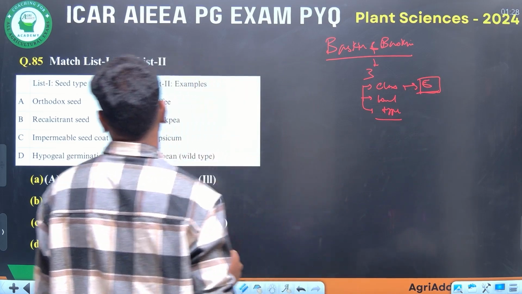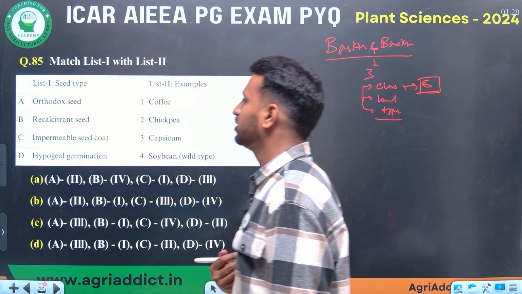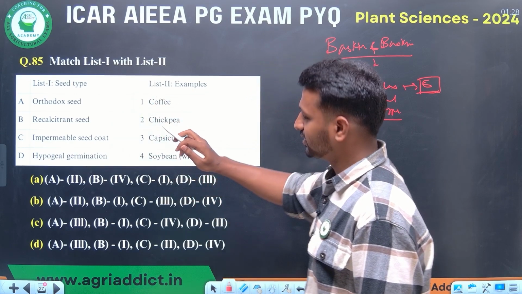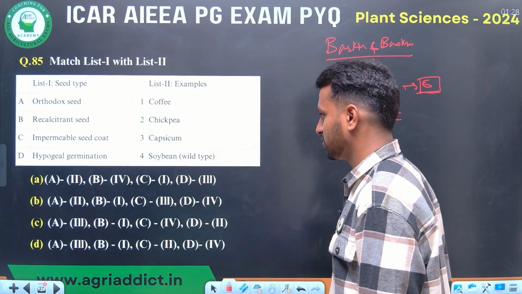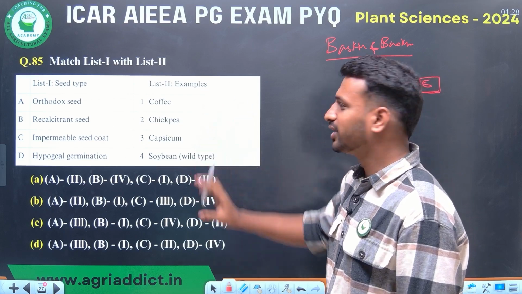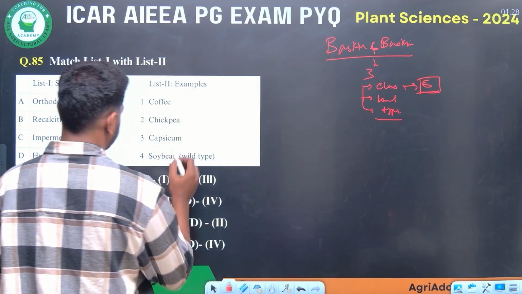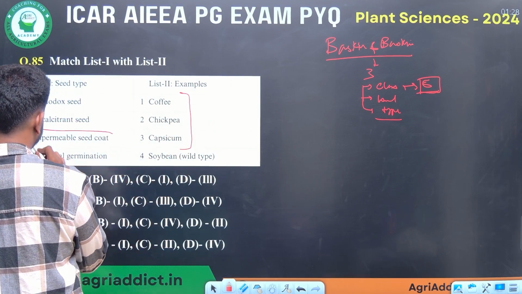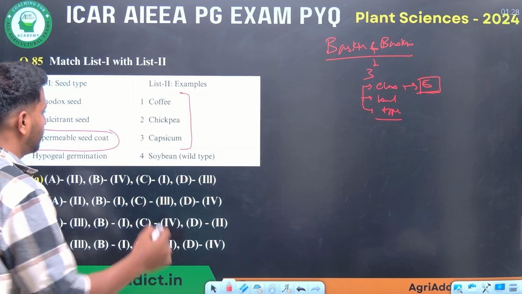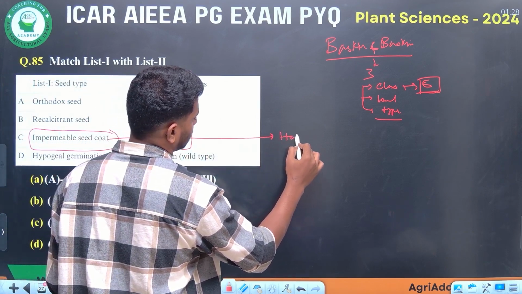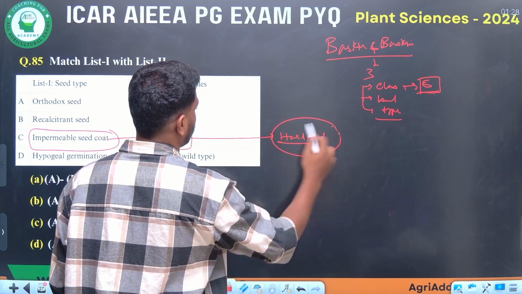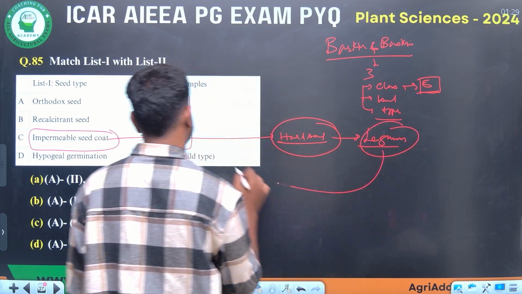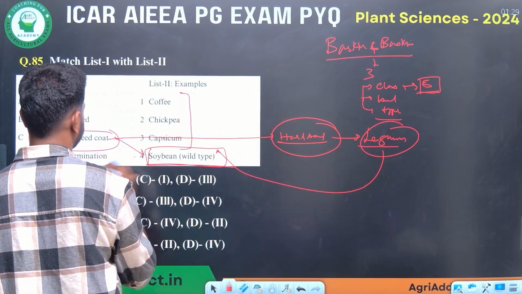That's what you have to remember. That's it. Okay. Next, let's come to the next question, which is about the seed type and the example. The match the following, again the easiest one to answer. So orthodox seed, recalcitrant seeds, impermeable seed coat, and hypogeal germination. It might sound confusing, but I'll try to make it easy. First, out of this, can you see something related to the impermeable seed coat? Impermeable seed coat means hard seeds. Hard seededness is a problem of which family? Is it in the legumes? The problem is most commonly seen in legumes. Soybean is a legume. So the direct answer here is 344.